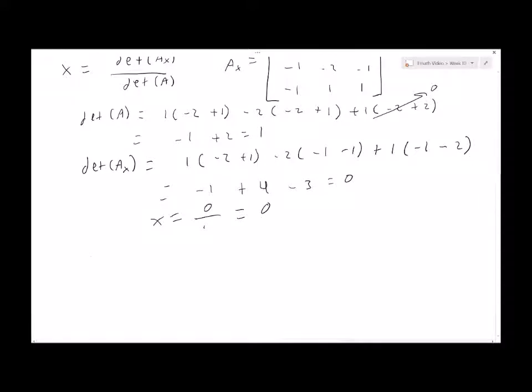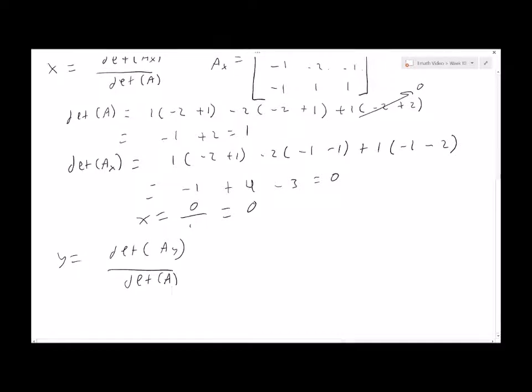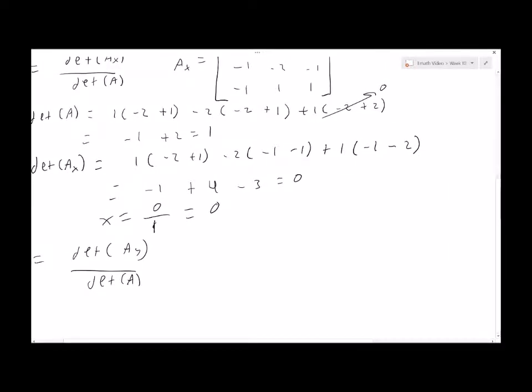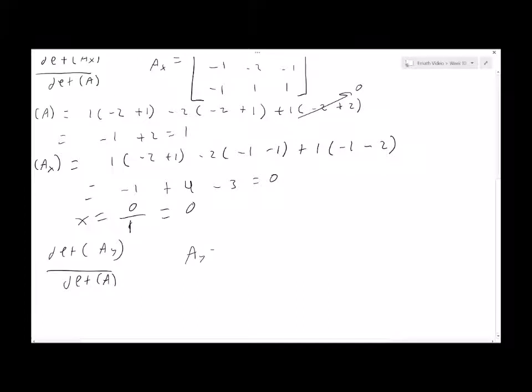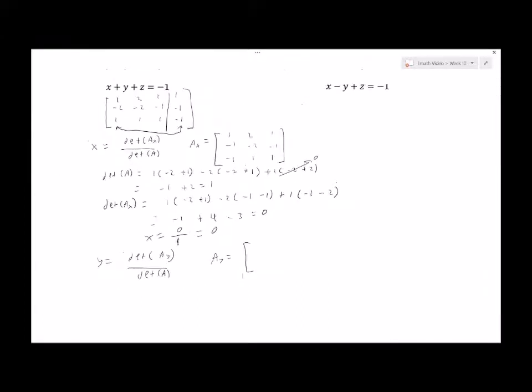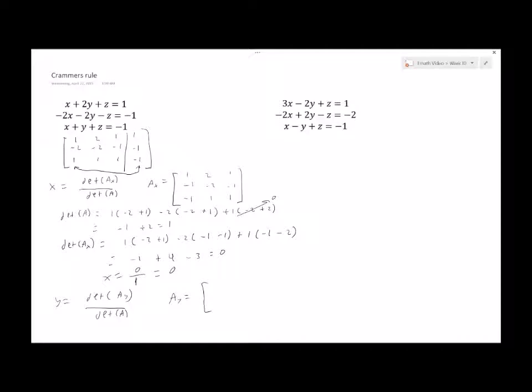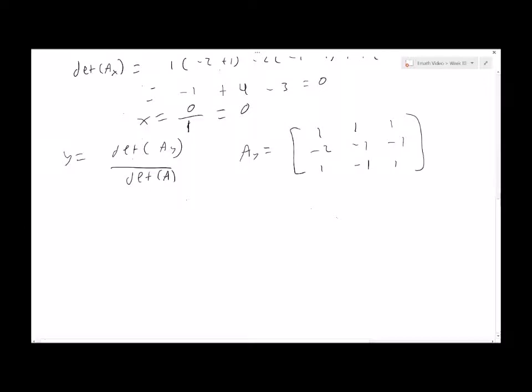Now we can easily solve for y. y will equal the determinant of Ay over the determinant of A. Now we already know the determinant of A is 1, so all we have to do is the determinant of Ay. Ay would be the matrix where the answer is plugged into the y column. So we're going to do 1, negative 2, 1, and then the answer column 1, negative 1, negative 1, 1, negative 1, 1.